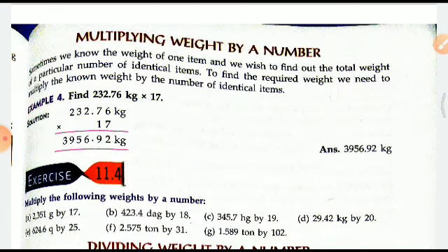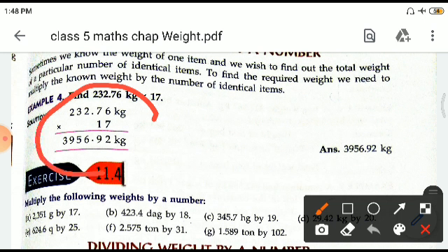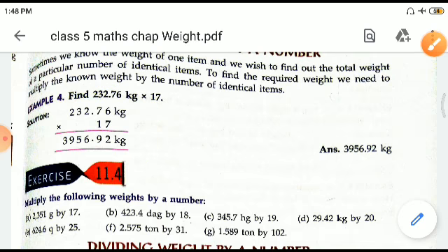Multiplication, there is no such restriction. We will be multiplying each and every number, right? So if we have to multiply 32.76 by 17, we will be multiplying through by 7 and also 1. Nothing like that, that before decimal or after decimal, we will be multiplying by each and every number which is there.